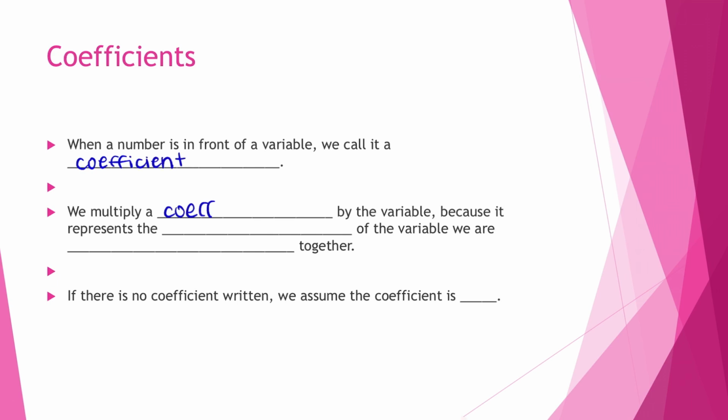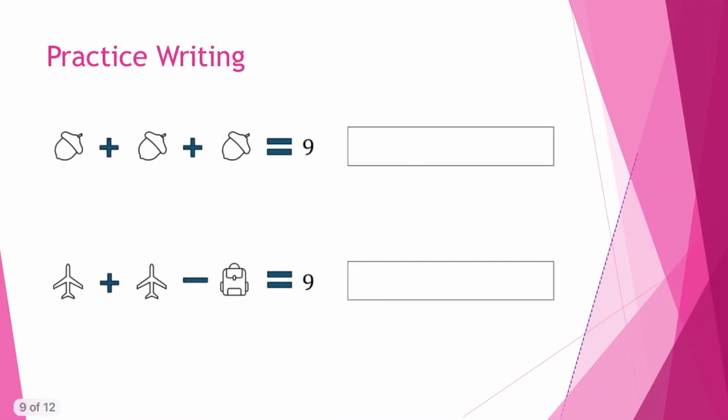We multiply a coefficient by the variable because it represents the amount of the variable we are combining together. If there's no coefficient written, like sometimes it'll just say x or y, we assume that the coefficient is 1. And then sometimes it helped my students to put a 1 in front of the letter just to remind themselves that that is the coefficient that you're using.